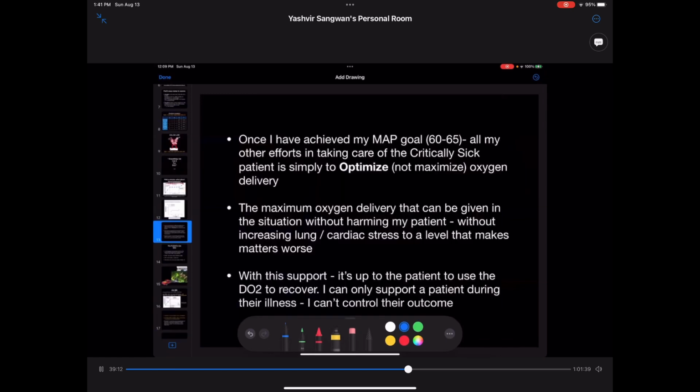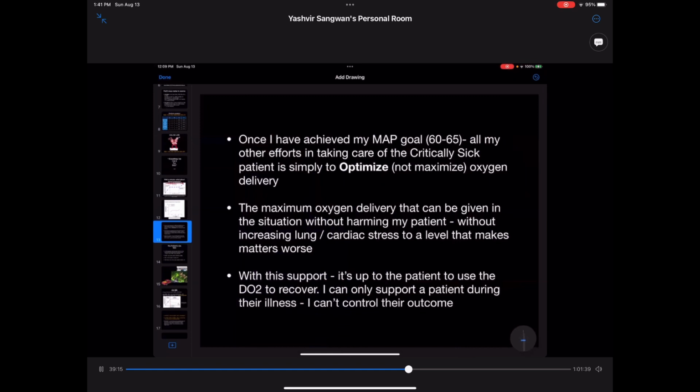So all my efforts now in taking care of my critically sick patient are simply to optimize oxygen delivery. Now, I know many people will immediately jump on this and say, oh, all studies say maximizing oxygen delivery does not work. Yes, I agree. And therefore, I use the word optimize and not maximize. The maximum oxygen delivery that can be given in the patient's situation without harming the patient.